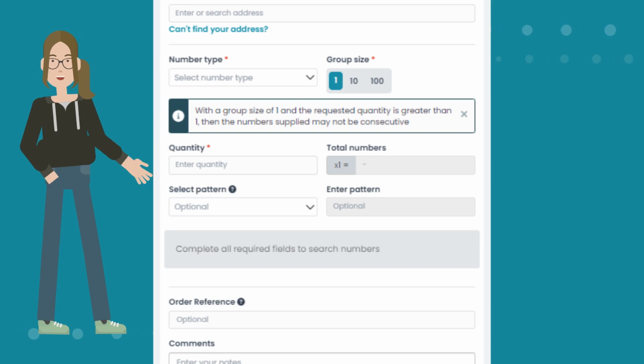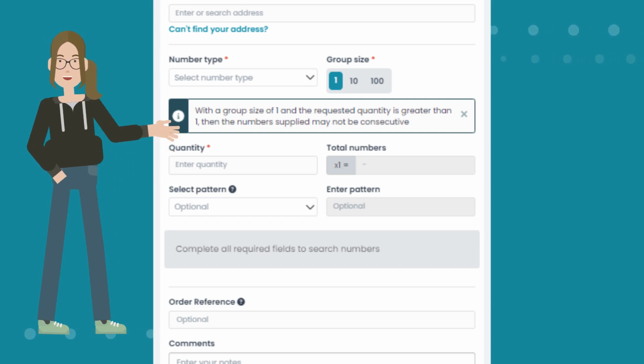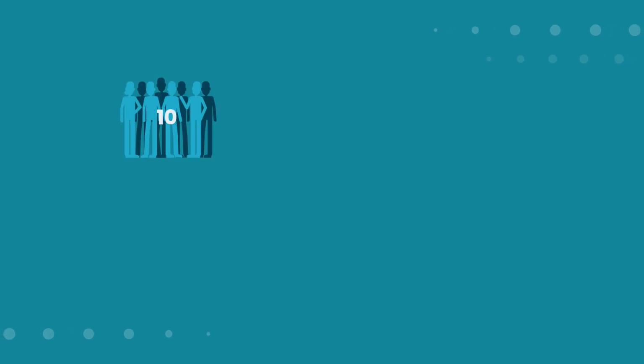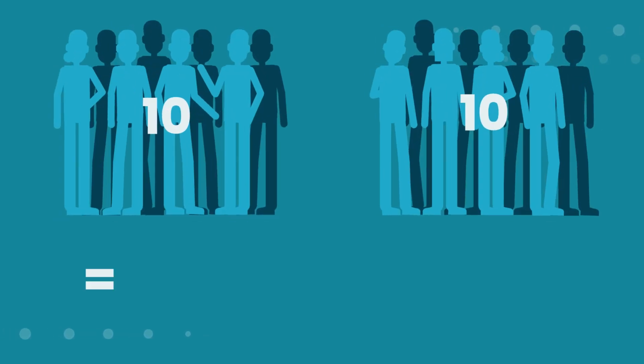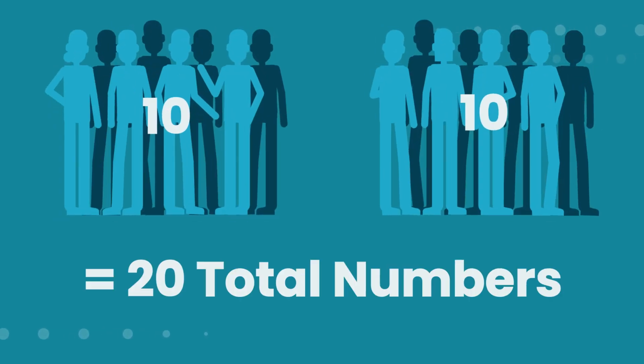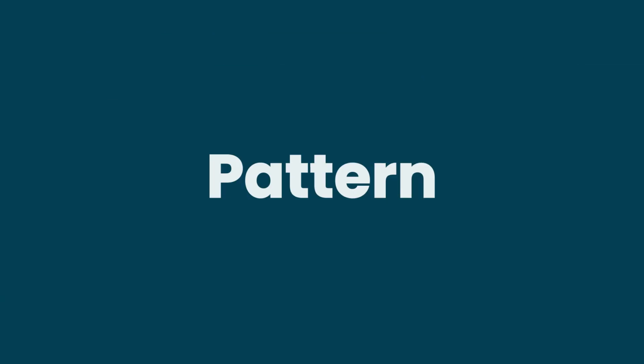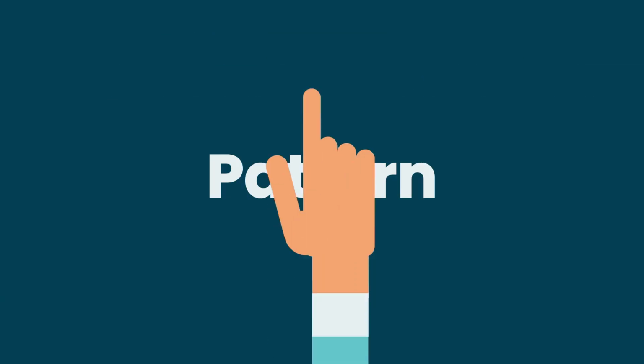You can then choose your quantity. This is how many groups of numbers that you want to purchase. If you want to purchase 2 groups of 10 numbers, you will receive 20 numbers. If your customer doesn't mind what numbers they get, you can skip the pattern search area.